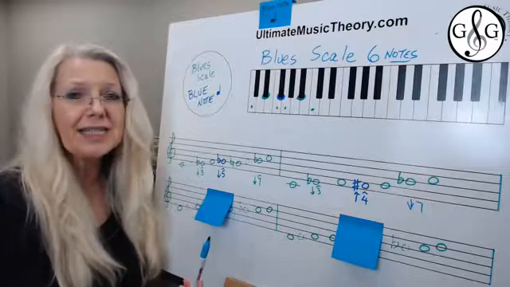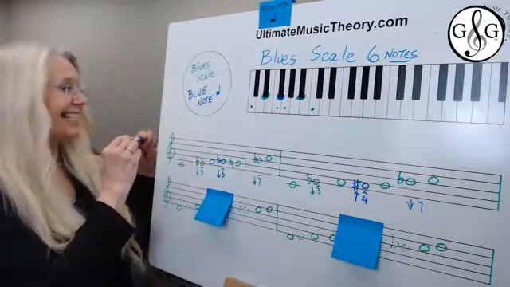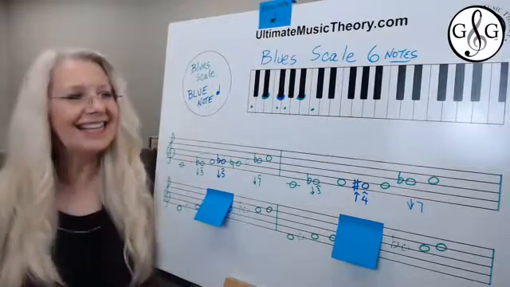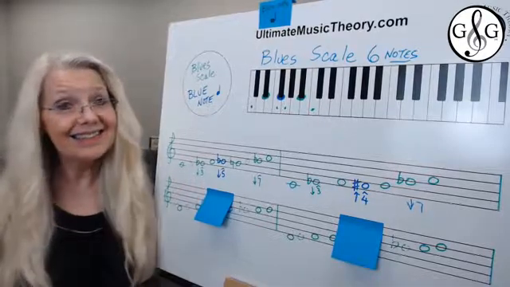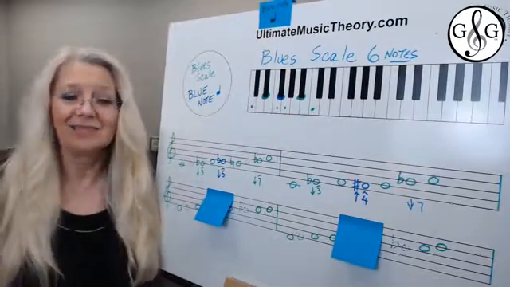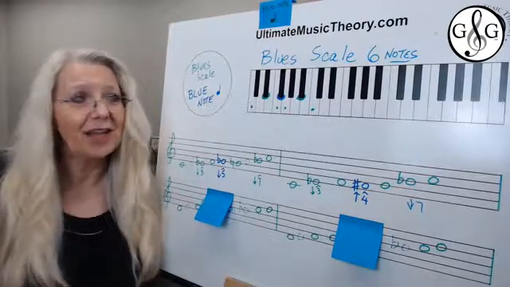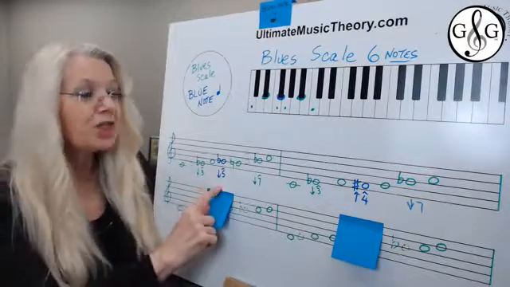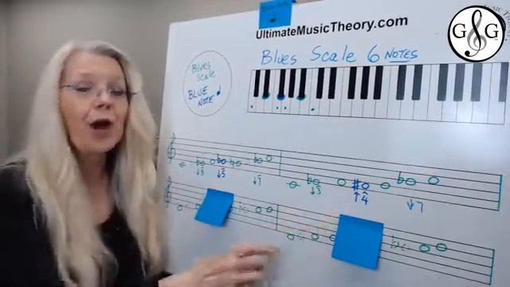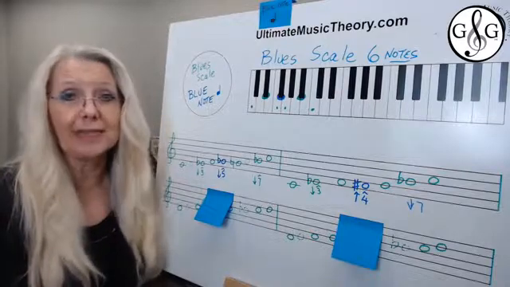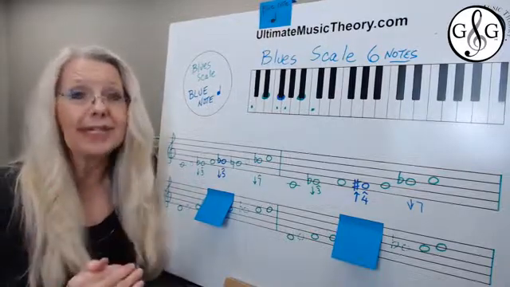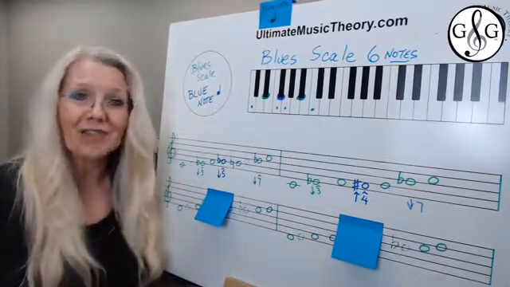Does it make a difference? Well, let's have a listen. Here it is. Didn't sound like anything different. Why is that? Because G flat and F sharp are called enharmonic equivalents. That means they're the same pitch. They're just simply written differently.